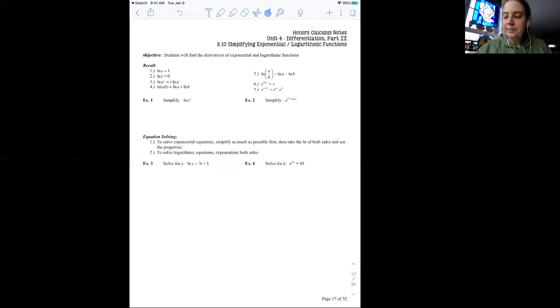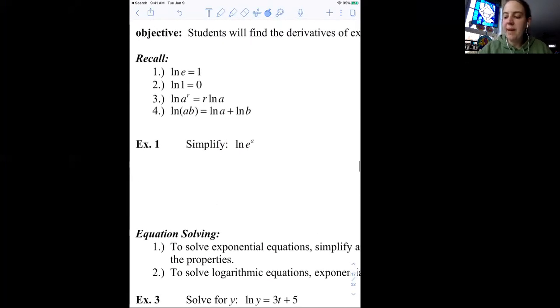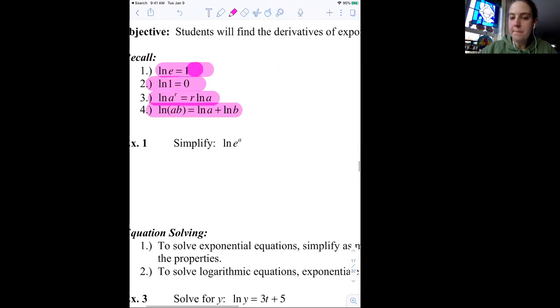On the top, we have some of these reminder rules about logs. We tried to go over those in that last lesson to hopefully help out a little bit. Natural log of e is 1. Natural log of 1 is 0. ln of a to the r becomes r ln of a. ln of a times b, we can expand that out to natural log of a plus natural log of b.